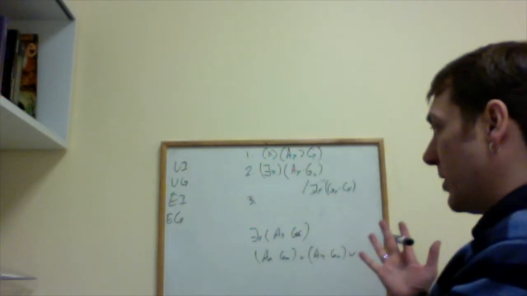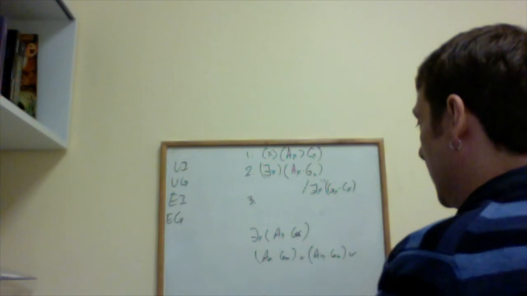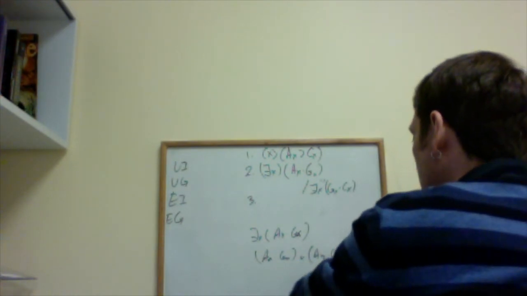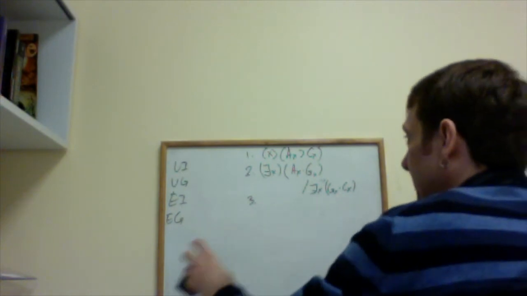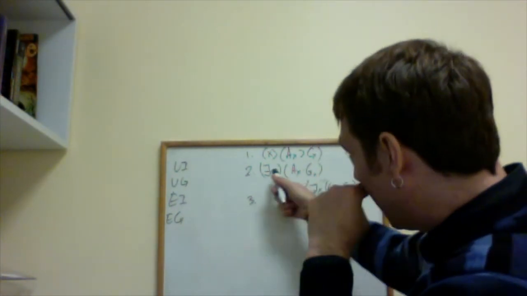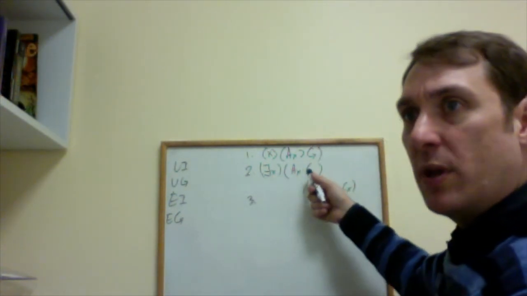And so we don't know which one of those is true, but at least one of them is. And remember, that's how disjunction works. All of these could be false. At least one of these is true. The whole sentence is true. So we know there's at least one thing in the world.